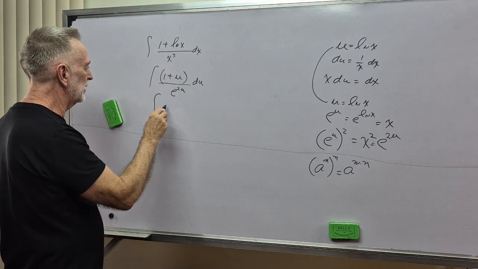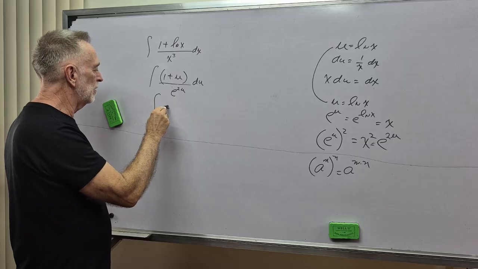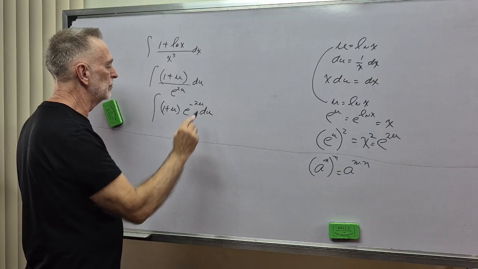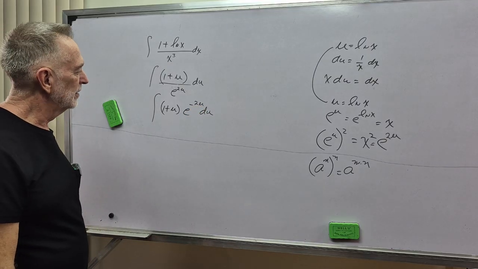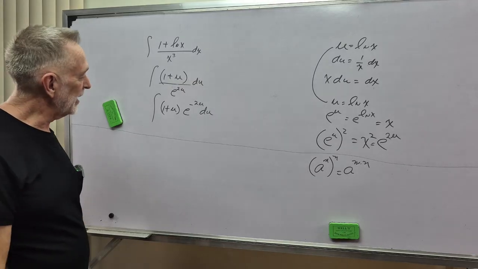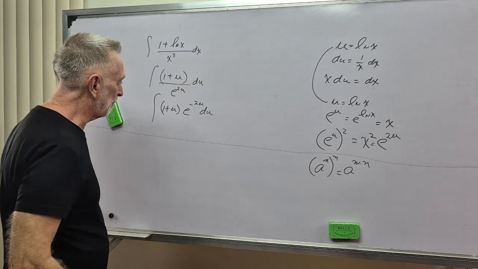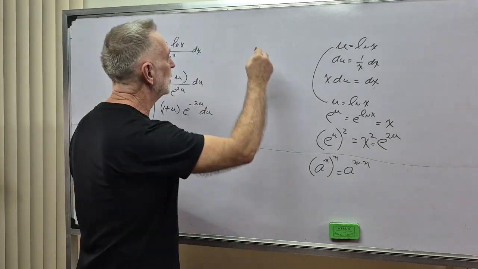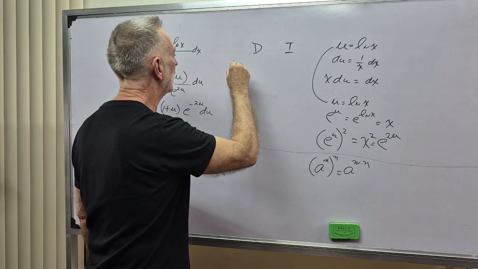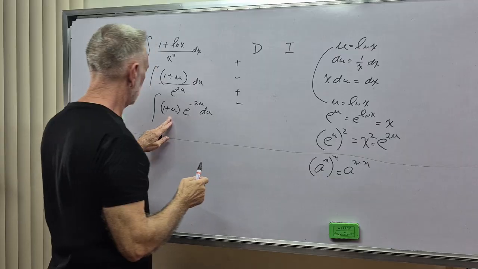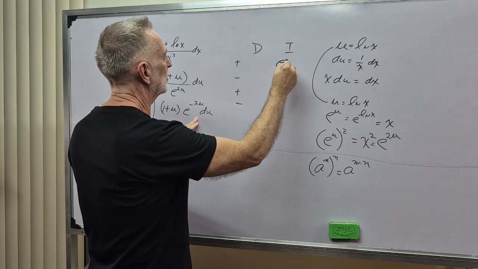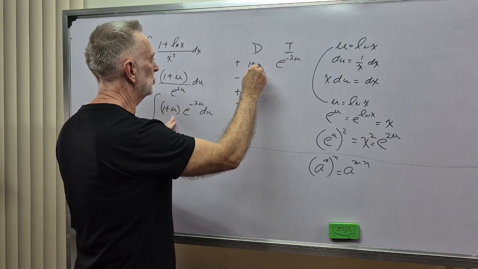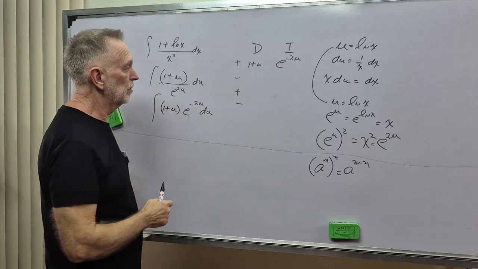So let's just pull that guy to the numerator. So I have 1 plus u e to the minus 2u du. Okay, I erased all of our tools, but now it looks like integration by parts, right? Okay, using maybe the DI method. Let's try that guy. Plus, minus, plus, minus. Let's see, we can integrate e to the minus 2u. That would be easy, and 1 plus u we can differentiate relatively easy.